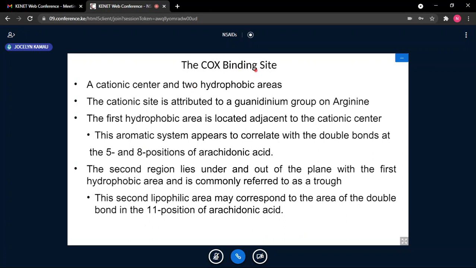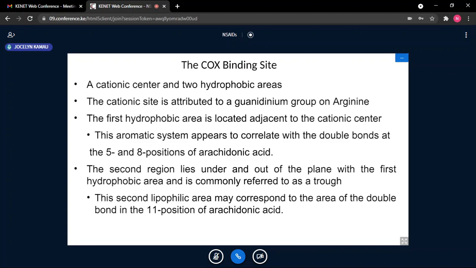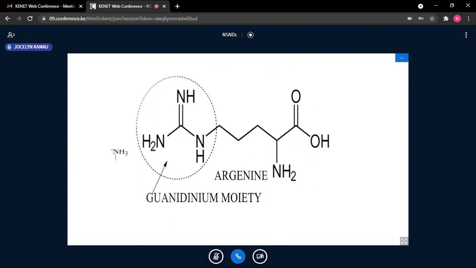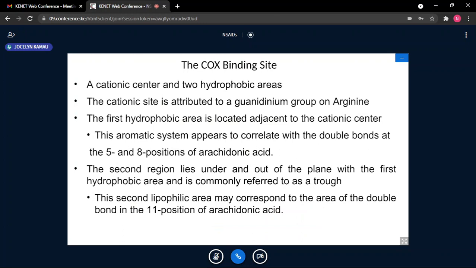So now you're looking at the COX binding site, which we have already described. So you have a cationic center, and I have shown you the cationic center is what we have said, because on arachidonic acid, it's an anionic site. The corresponding site must be cationic on the COX enzyme. A cationic center and two hydrophobic areas. We've talked about the two hydrophobic areas. There is this hydrophobic area, and there's that hydrophobic area, as I have already explained. So it has a cationic center and two hydrophobic areas.